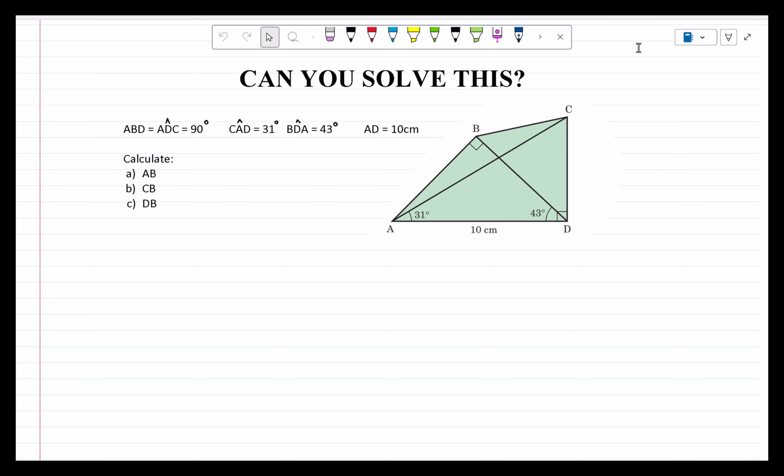In this video, I have got this question. Can you solve it? You can take some time, just pause the video and try to attempt this question on trigonometry, basing it on compound shapes.